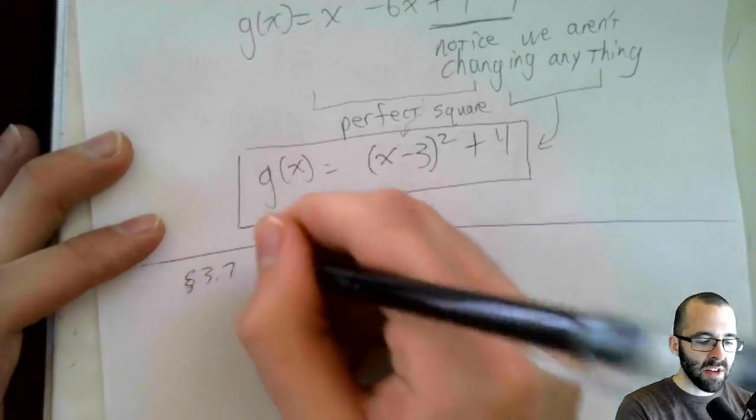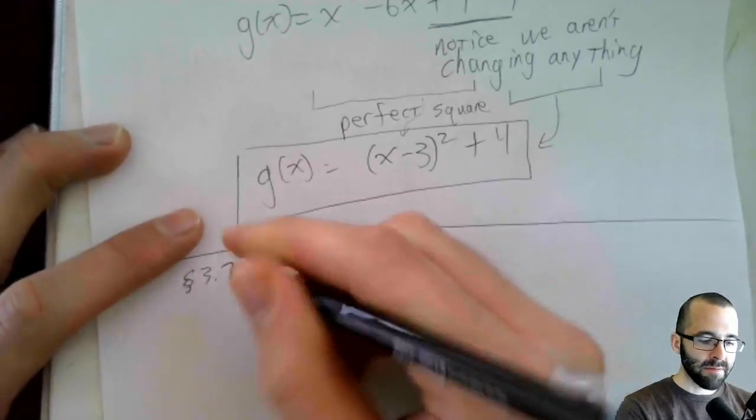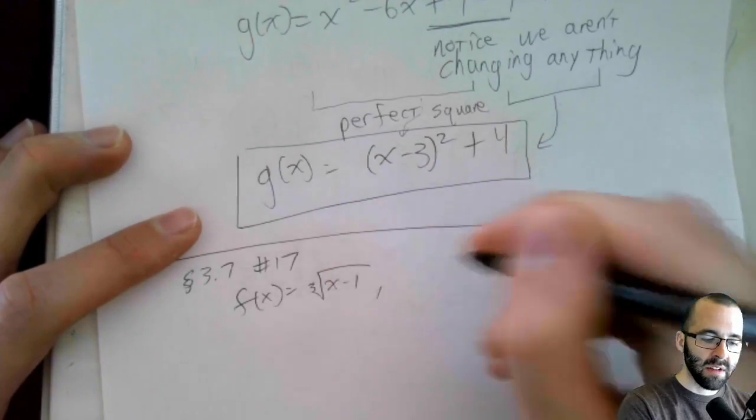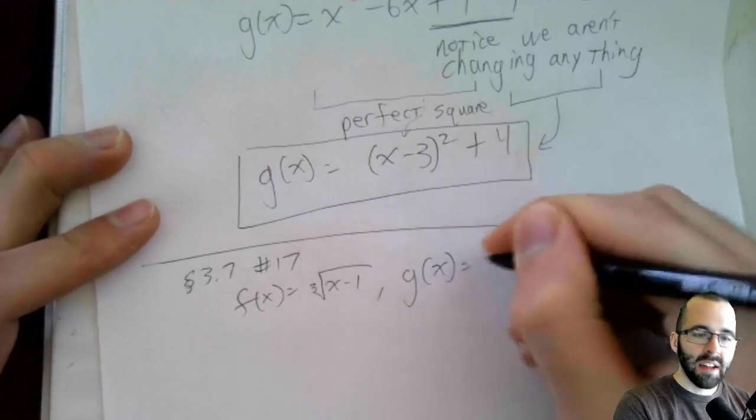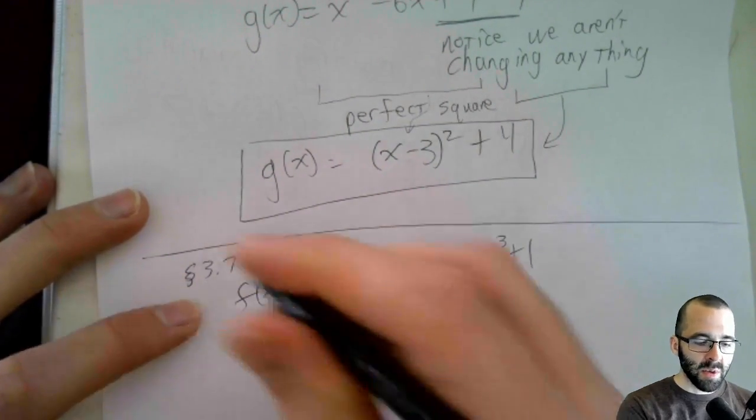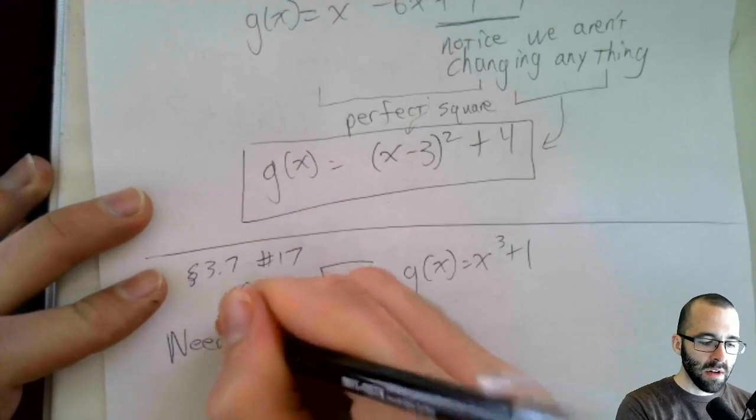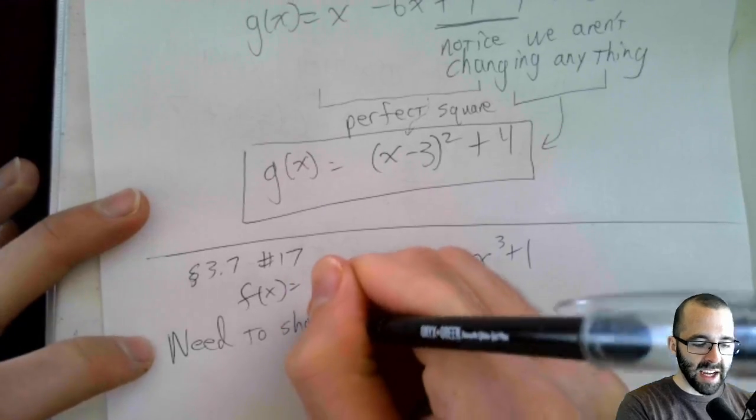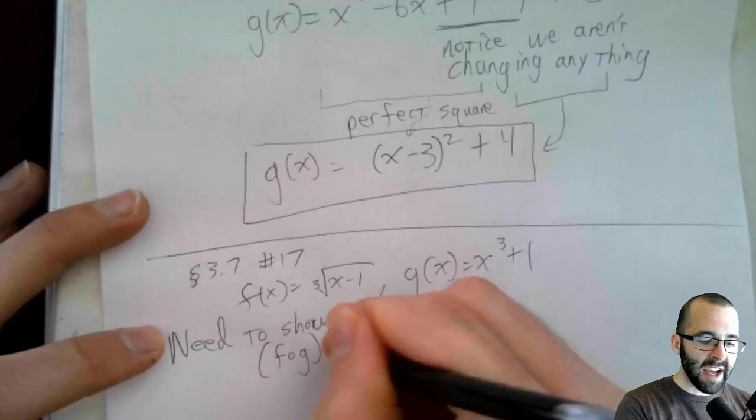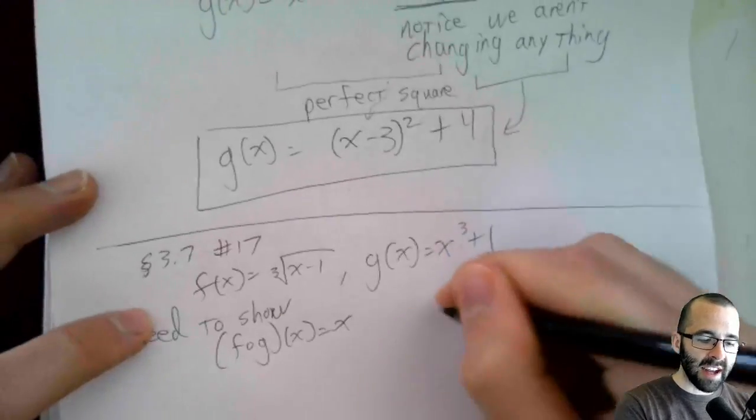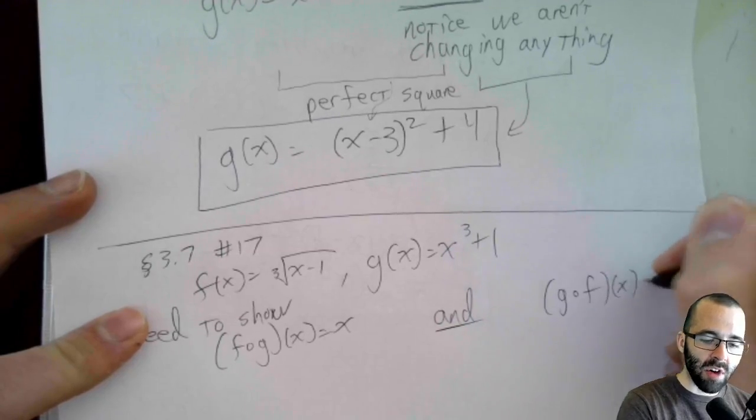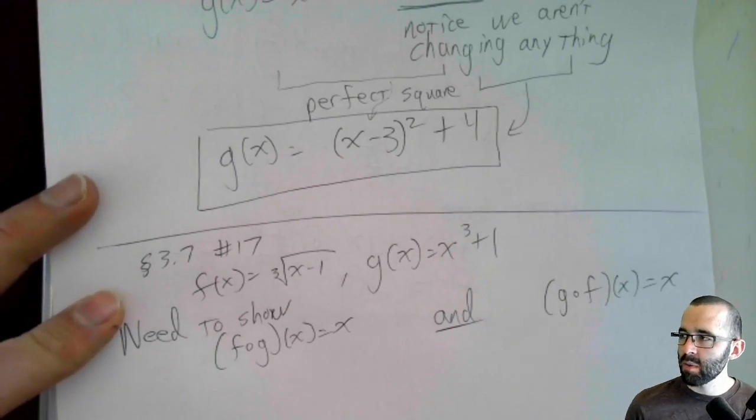All right, 3.7, number 17. f of x is the cube root of x minus 1, and g of x is equal to x cubed plus 1. So we need to show... My n's always look like w's. Right, that f composed with g of x is just equal to x, and that g composed with f of x is also equal to x. That's what the problem is asking.